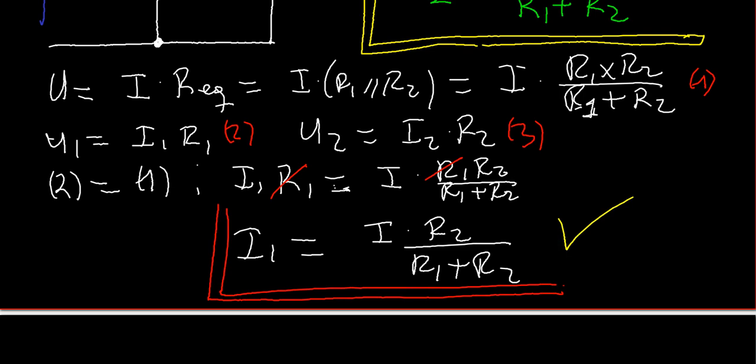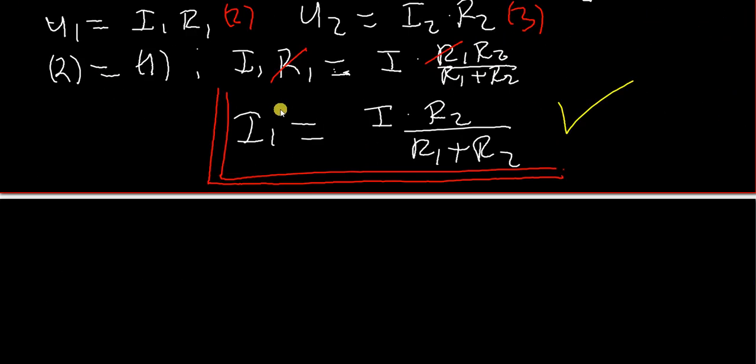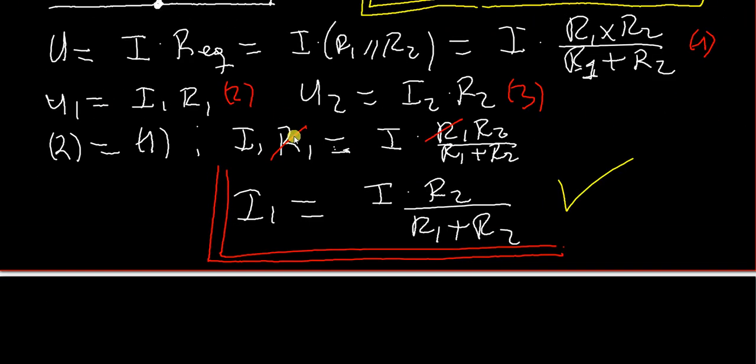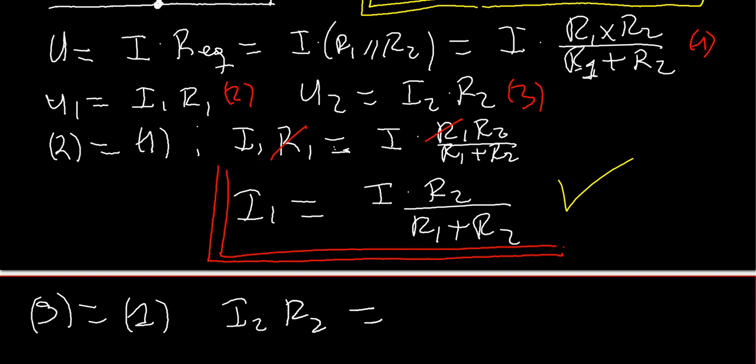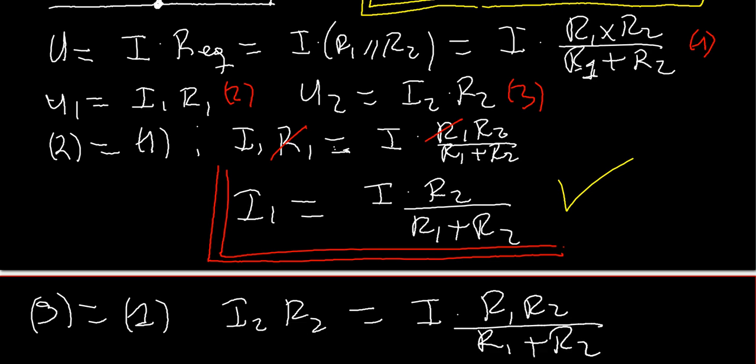Okay, let us now take equation 3 equal to equation 1 because it has the same voltage, as you can see on the board. Equation 2 equal to equation 1 means that equation 3 equal to equation 1. We are going to have I2 R2 equal to equation 1, which is I times R1 R2 over R1 plus R2.